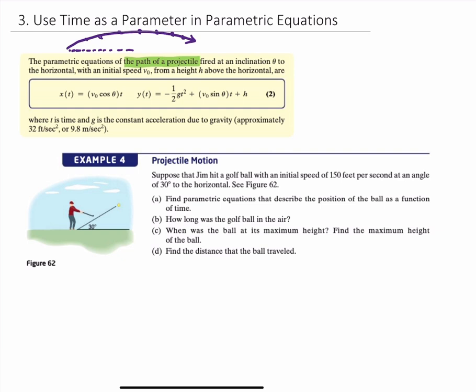So they define x of t as v, you can call that v sub 0 or v naught. That's our initial speed or initial velocity. So let's define that term. So the initial velocity times the cosine of the angle in which the projectile is fired times t.